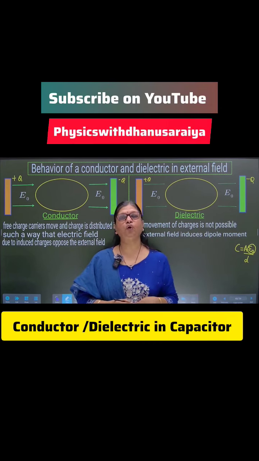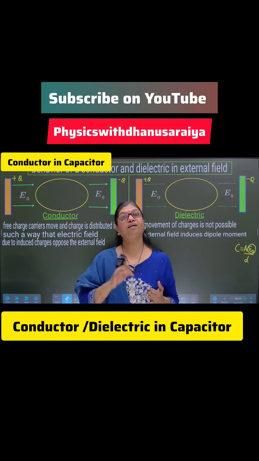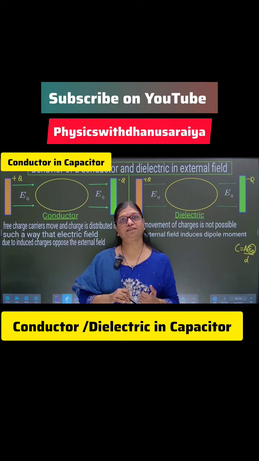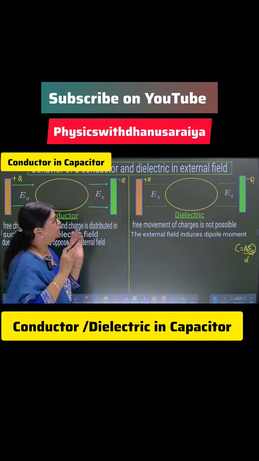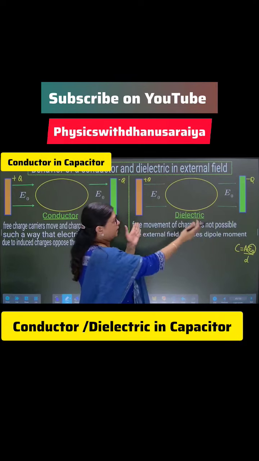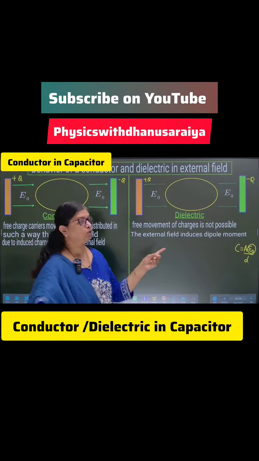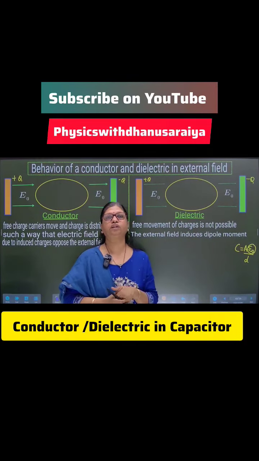Now, in this video, we shall understand that other than air, if there is a conductor between the plates of a capacitor, what would happen? Or there is a dielectric between the plates of a capacitor, what would happen? Would the capacitance increase or decrease? That is what is our query.